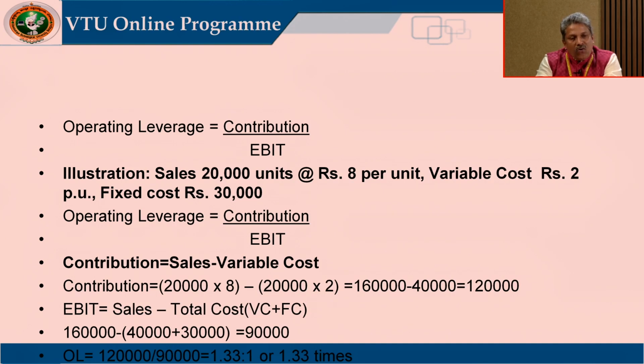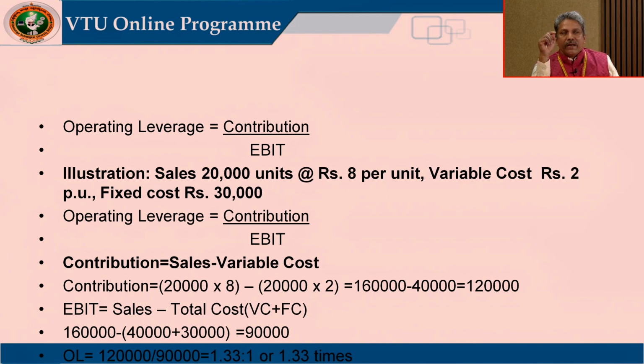So, operating leverage will be high if the contribution is higher than the EBIT, because contribution divided by EBIT is operating leverage. Quite naturally, if contribution is higher than EBIT, we say that the operating leverage is high. Contribution will be high if the fixed cost is high. Anyway, here one illustration is given. You can see sales of 20,000 units at the rate of 8 rupees per unit.